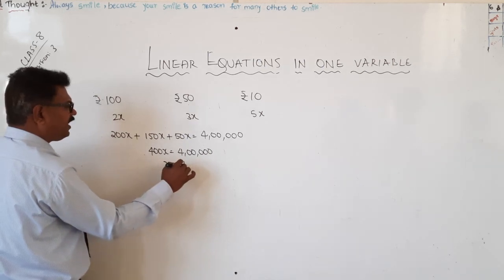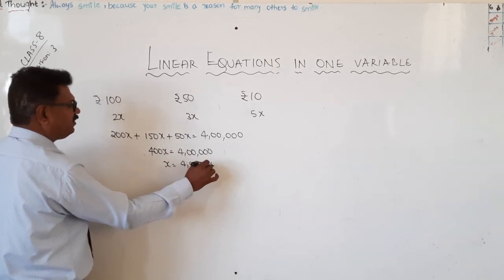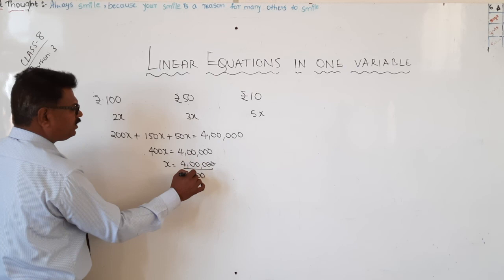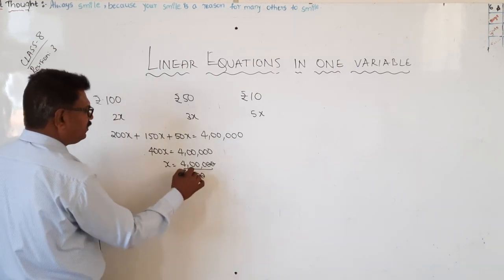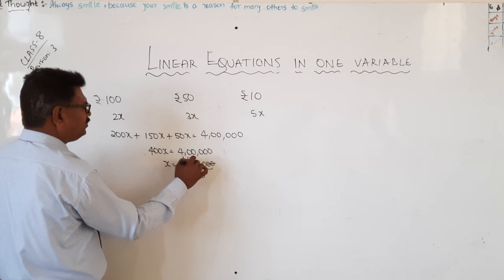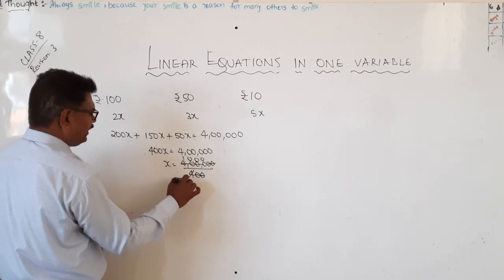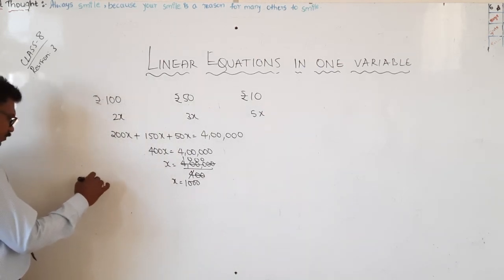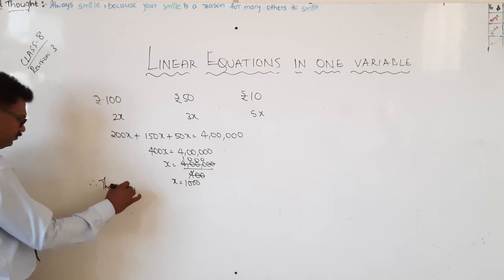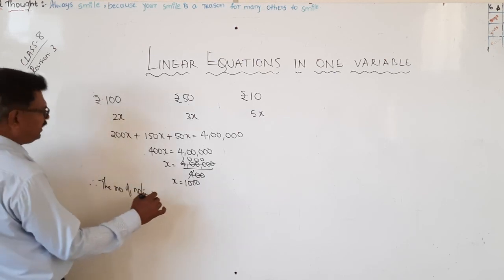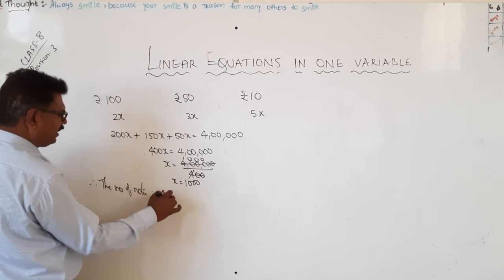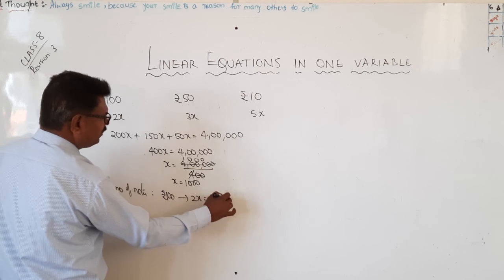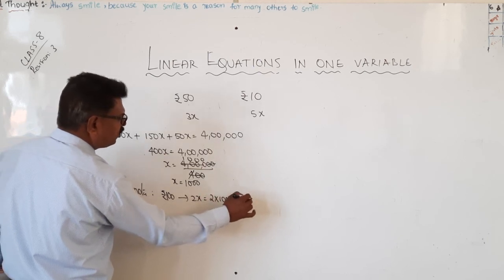Therefore, x equals 4 lakhs divided by 400. Therefore, 2 zeros cancel, 4 ones, 4000. Therefore, x equals how much? 1000. Therefore, the number of notes, that is rupees 100, 2x is equal to 2 into 1000, that is 2000 notes.